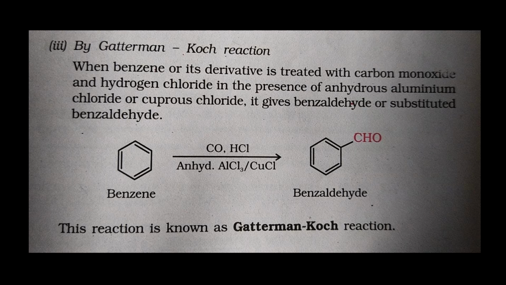Next, by the Gattermann-Koch reaction. When benzene or its derivatives is treated with carbon monoxide and hydrogen chloride in the presence of anhydrous aluminium chloride or cuprous chloride, it gives benzaldehyde or substituted benzaldehyde. Benzene in the presence of CO, HCl and anhydrous aluminium chloride or cuprous chloride gives benzaldehyde. This reaction is known as the Gattermann-Koch reaction.